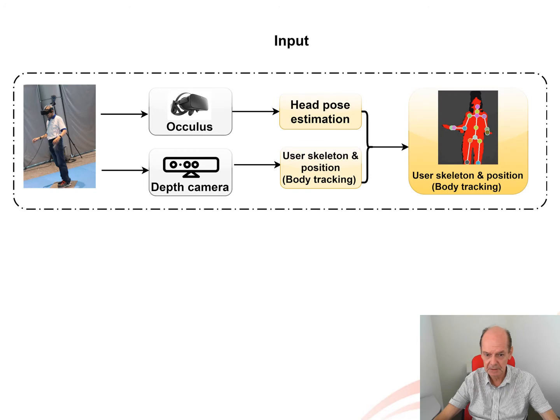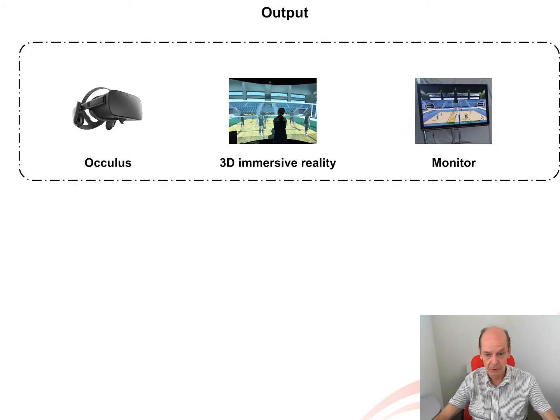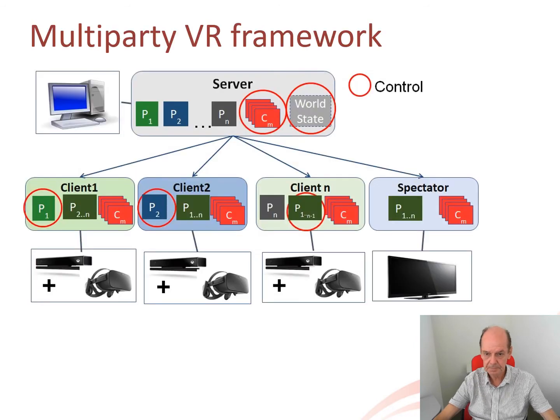So we see for the input, there is the Oculus and the depth camera. The Oculus is to estimate the head pose, and the depth camera to get the user skeleton and position. This is the body tracking. The output can be on Oculus, in a cave, or on a monitor. It's a multi-party VR framework. This means that we have a client server, but also spectator can just see the game without participating.